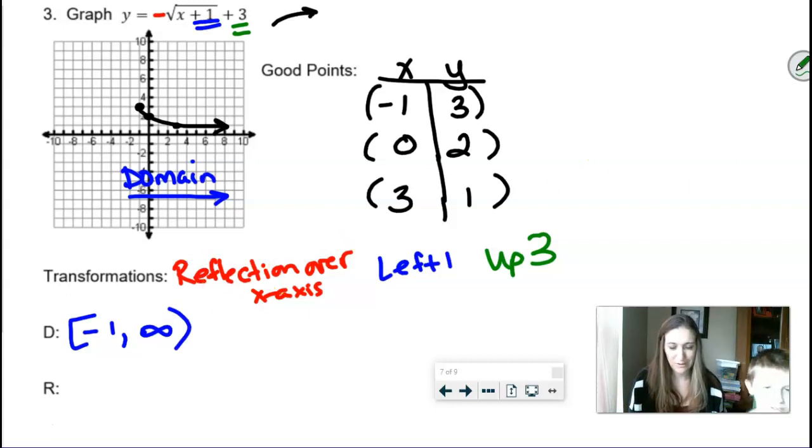The range, careful on the range, guys. The range is low to high.